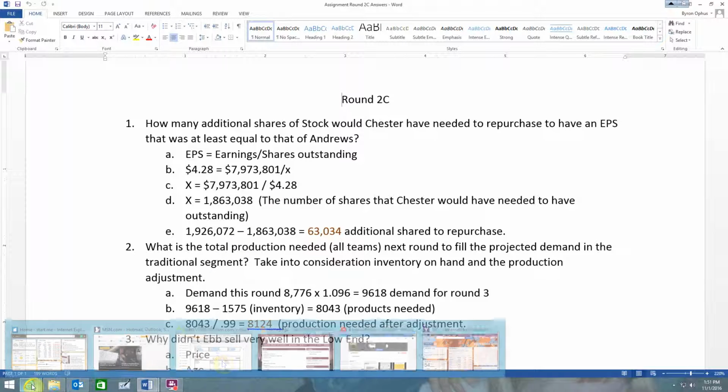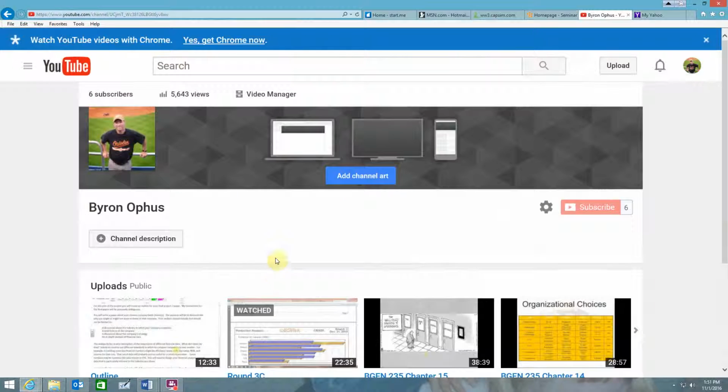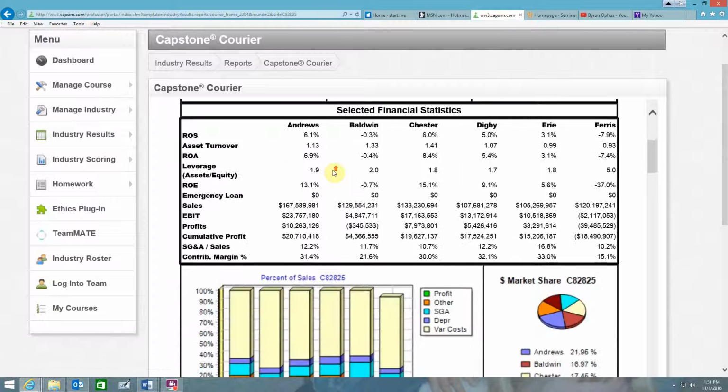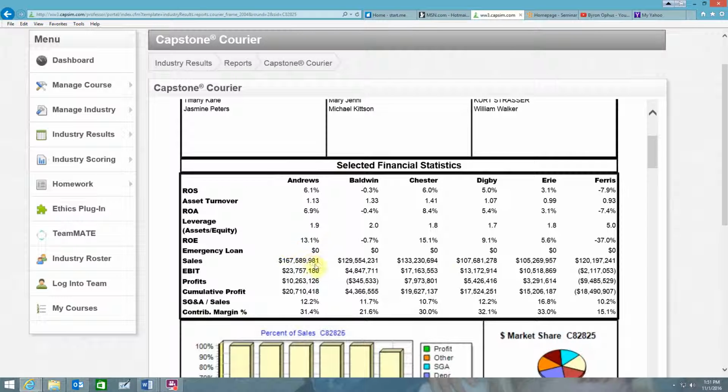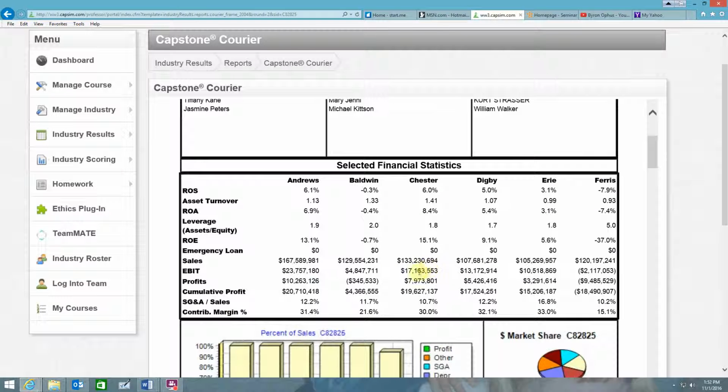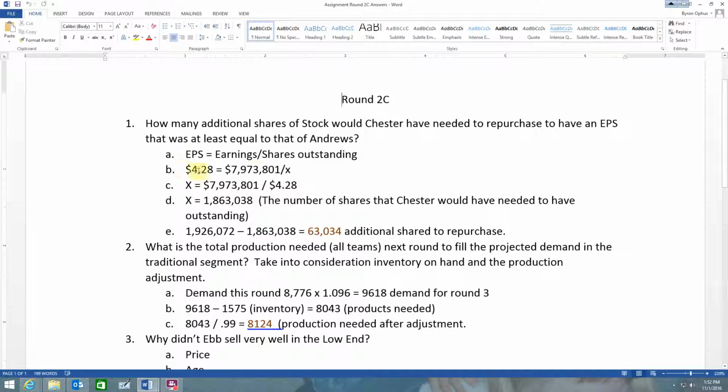So if we go back and look, Andrews' earnings per share was $4.28. So you have $4.28 equal to the earnings of Chester, which is $7,973,801. So $4.28 is equal to $7,973,801 divided by X.